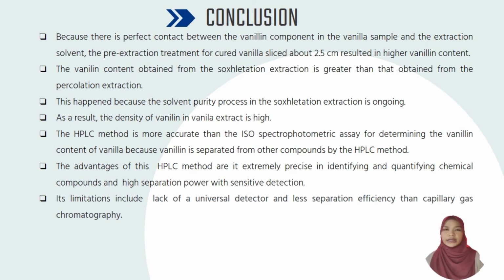The HPLC method is more accurate than the UV spectrophotometric assay for determining the vanillin content of vanilla because vanillin is separated from other compounds by the HPLC method. The advantages of this HPLC method are that it is extremely precise in identifying and quantifying chemical compounds and has high separation power with sensitive detection. Its limitations include a lack of a universal detector and less separation efficiency than capillary gas chromatography.